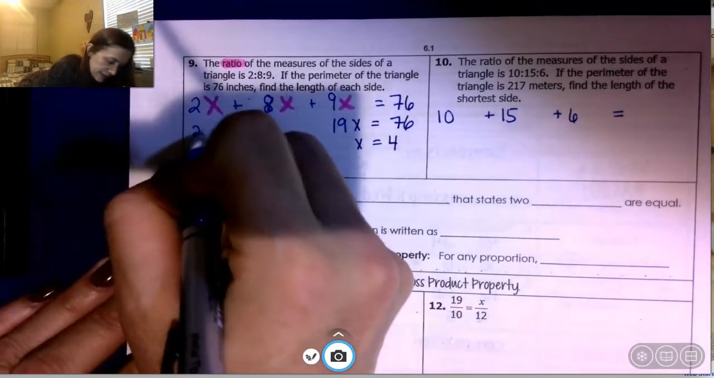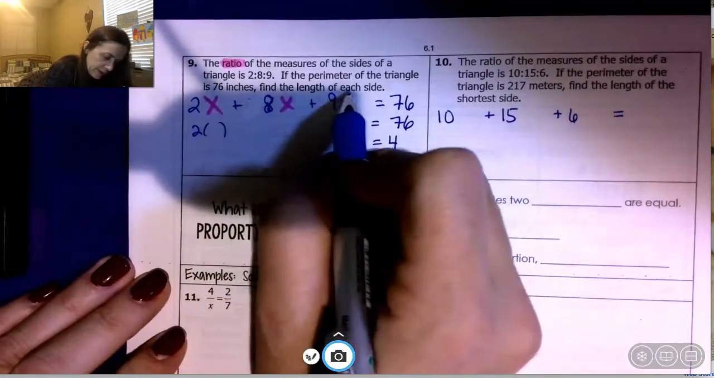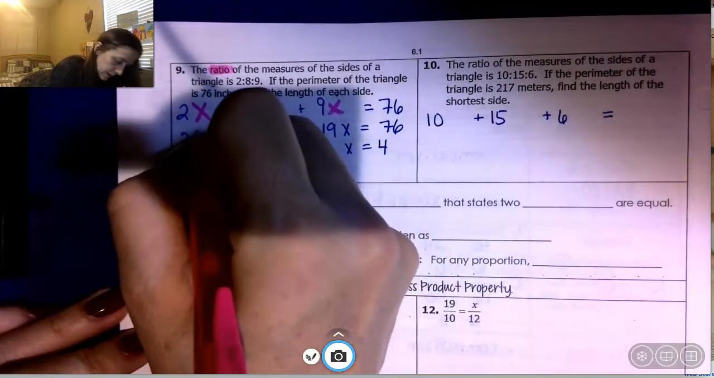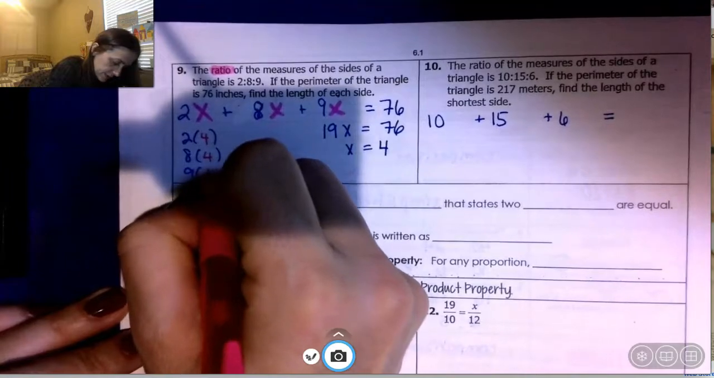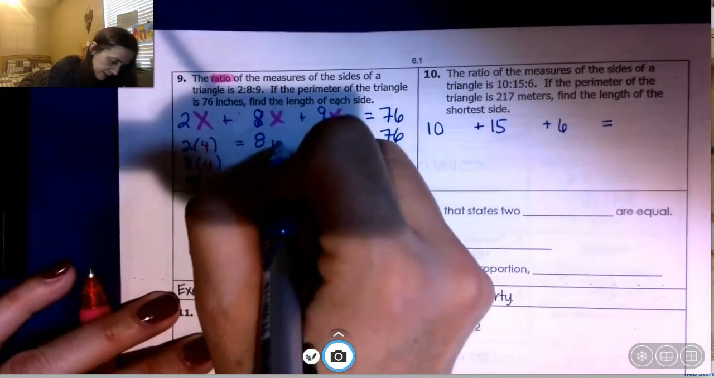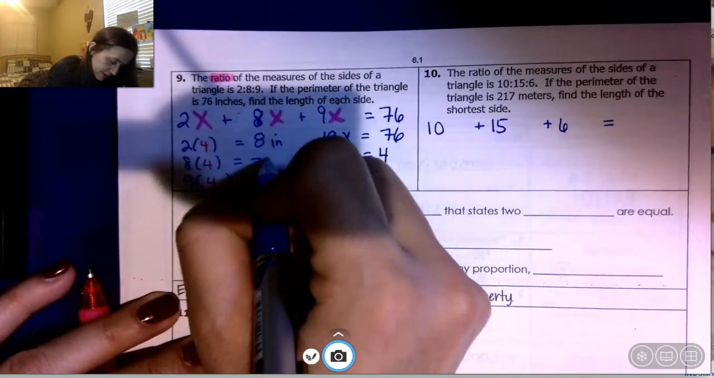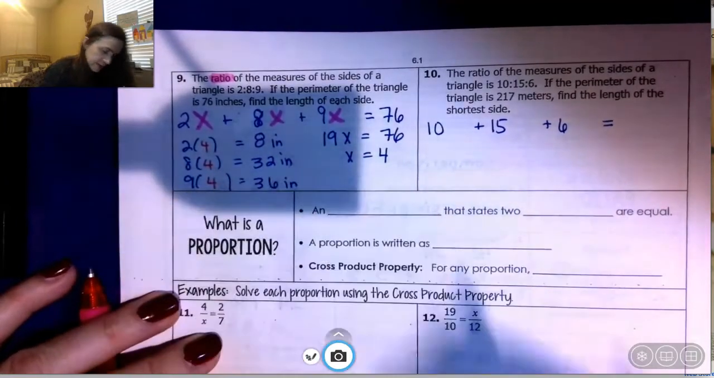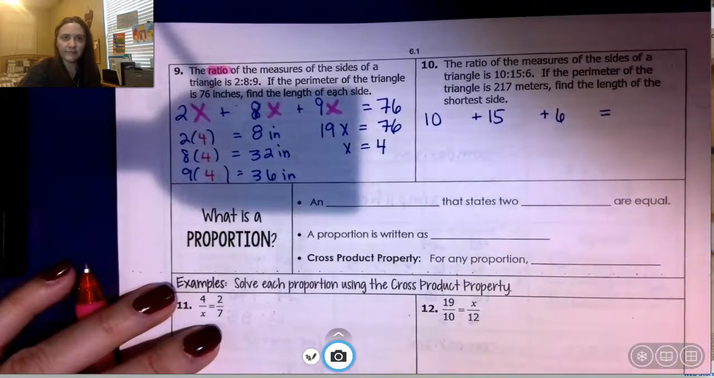So you're going to plug that into each of these because you want to find the length of each side. 2, 8, and 9. Plug a 4 in each of those. So I end up with 8 inches, 32 inches, and 36 inches. Go ahead and finish the next one.